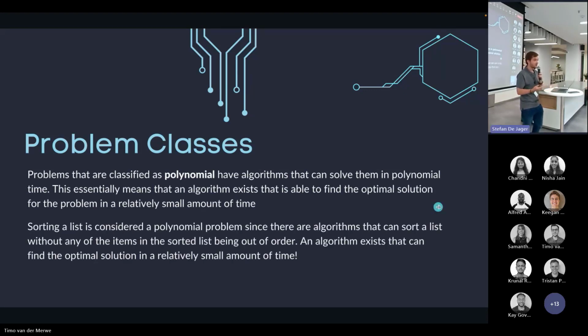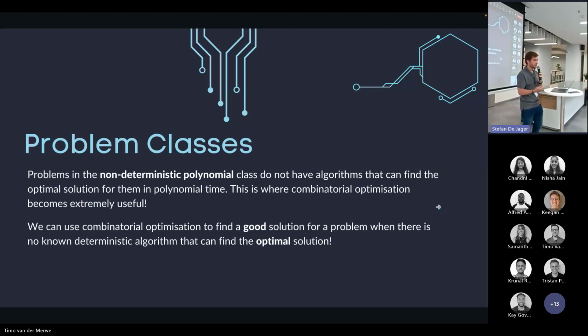Sorting a list of numbers is considered a polynomial problem since we can use an algorithm to give us the optimal solution almost immediately. And then you also get non-deterministic polynomial problems. For these sorts of problems, there's no algorithm that we know of that can just give us the optimal solution immediately. And it's for these types of problems that we can use combinatorial optimization. So we use combinatorial optimization to find a good solution for a problem when there's no known algorithm that we can use to just give us the optimal solution immediately.